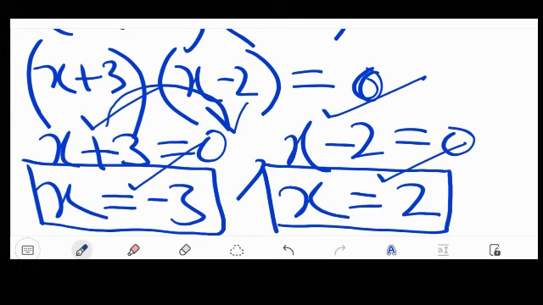In the next video I'll explain the completing the square method as well as the derivation of the quadratic formula and the application of the quadratic formula while solving any quadratic equation.